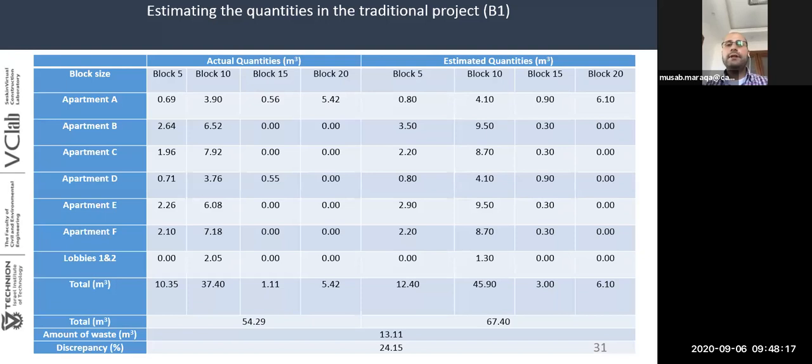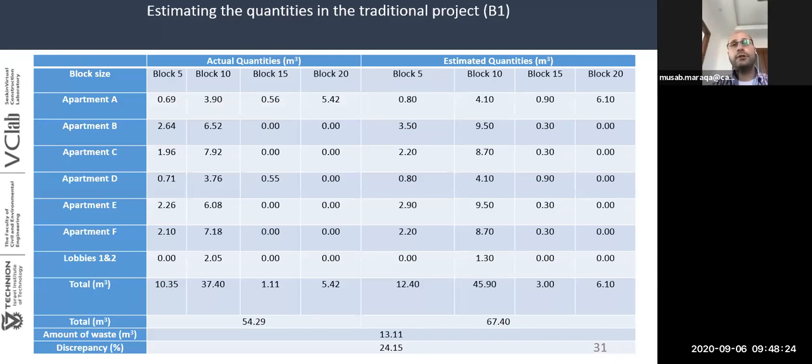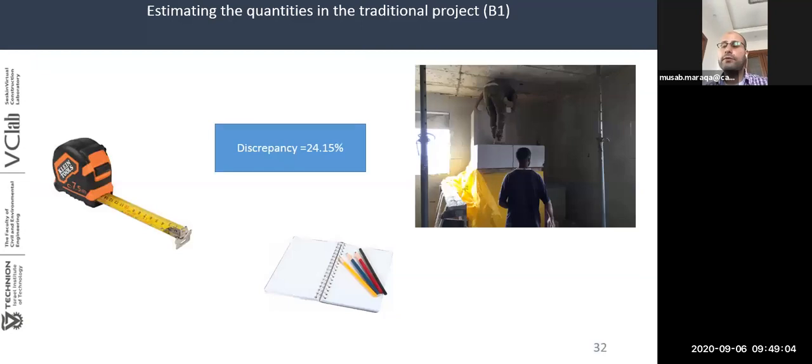Now, in order to estimate the quantities in the different projects, we found that in the traditional project, since there is no VDC and no BIM model, we measured things by manual methods. We selected six apartments, A, B, C until F, with the loops. We took a batch of one floor and measured it manually by meter to see the exact quantities built from the different types of blocks, block 5, 10, 15, and 20. And we compared it with the actual quantities delivered to that floor. We found that the amount of waste is 13.1 cubic meters, which in terms of percentage is around 24.2%, which is a huge amount of waste.